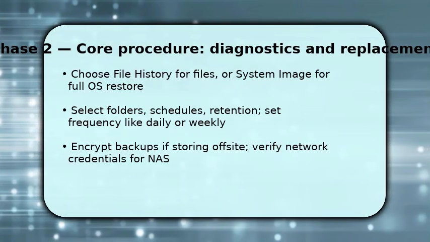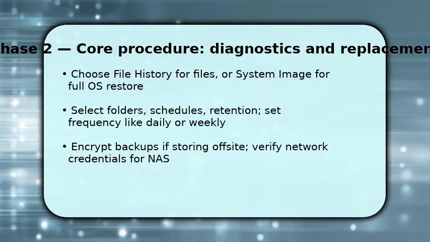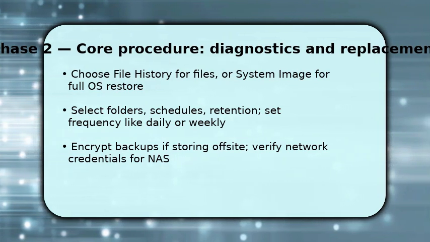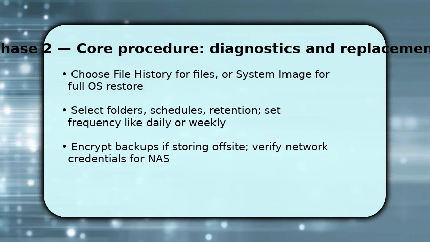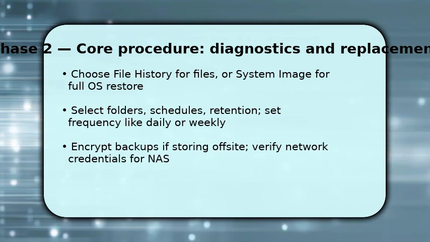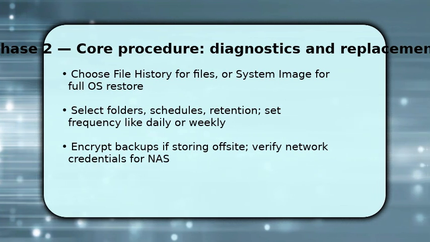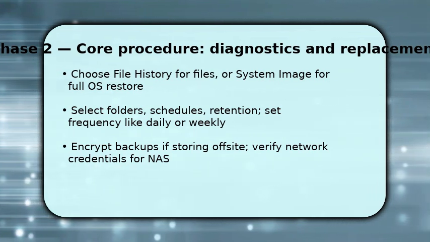Now configure the backup itself. Pick File History for personal files or create a system image to capture the full OS and programs. Once chosen, add or exclude folders, choose a schedule: daily for critical data, weekly for general use, and set retention rules so old versions are pruned.